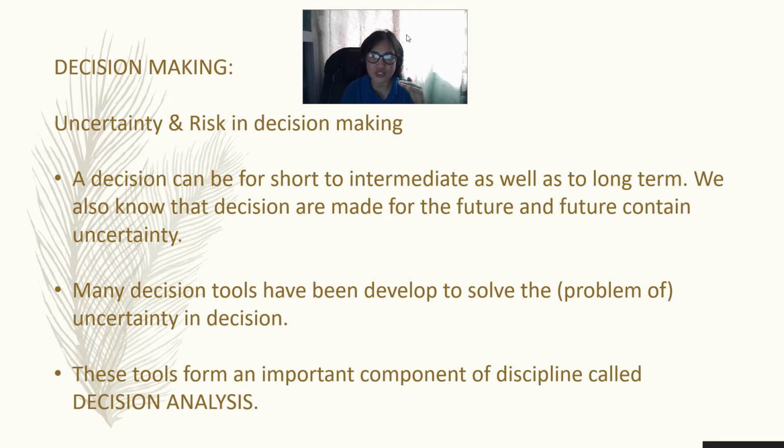So there are uncertainties. Let's say, for example, you are enrolling in ComSci now, and there is no certainty that you are able to graduate. So there are alternatives to be given to you as to what will be the better chances for you to be able to do it. Okay, so a decision could be short, intermediate, as well as long term.